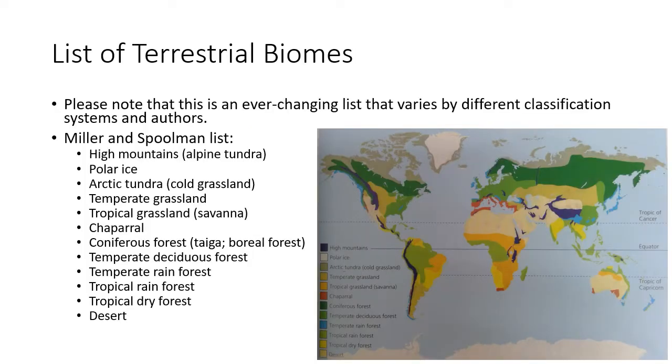This diagram is taken right out of your textbook, the Miller and Spoolman book. These are the biomes that Miller and Spoolman recognize. And again, like I said, different authors will recognize different biomes, and it's an ever-changing list. So these are the ones in Miller and Spoolman and the ones I'm going to try to follow, but I'm going to throw some other ones in there as well. You can pause this now and copy these down if you want to.